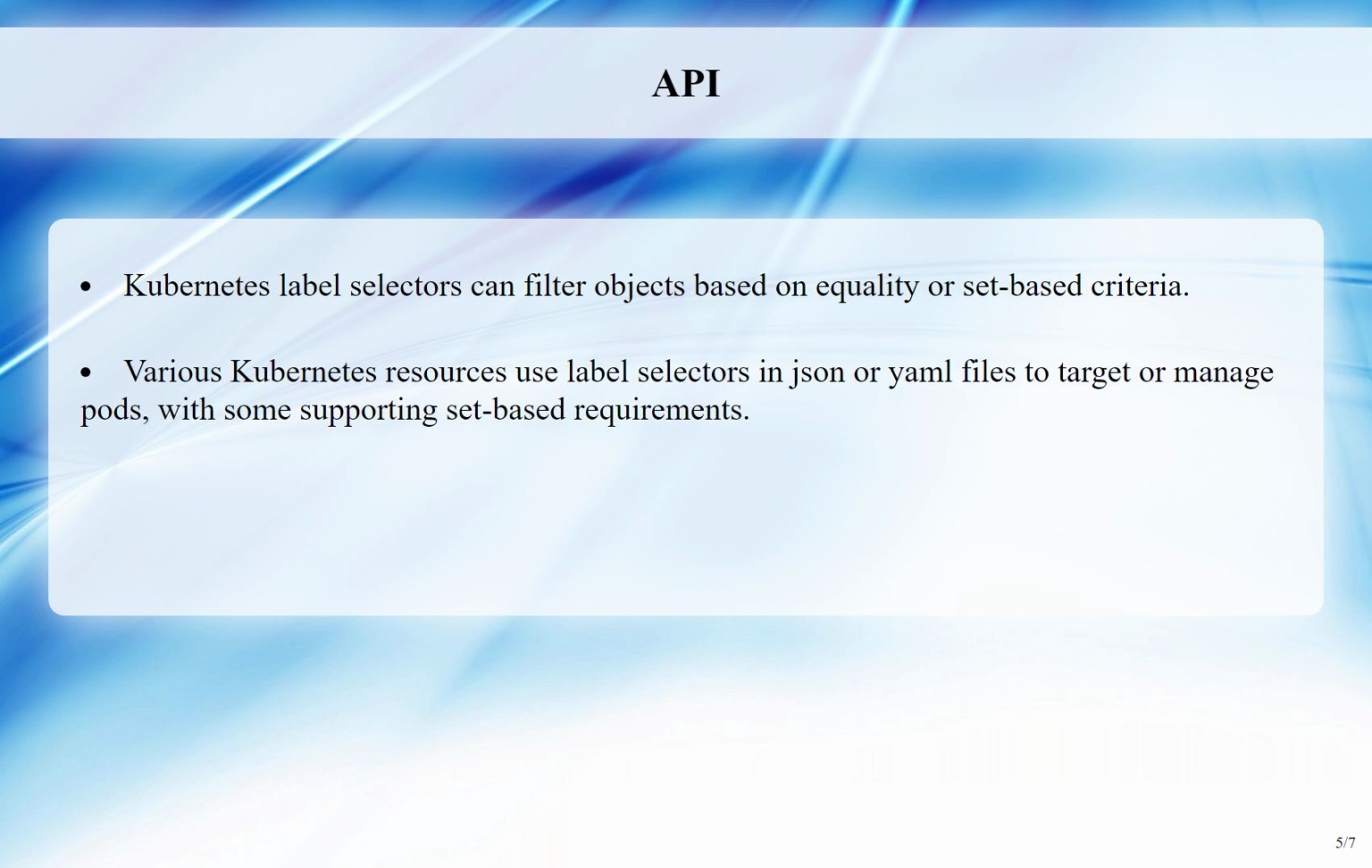Resources like services and replication controllers define the sets of pods they target or manage with label selectors in JSON or YAML files using maps, supporting only equality-based selectors. Newer resources like jobs, deployments, replica sets, and daemon sets support set-based requirements as well, with matchLabels and matchExpressions being used to specify requirements.